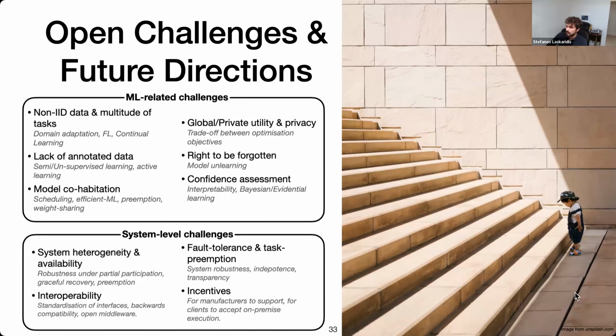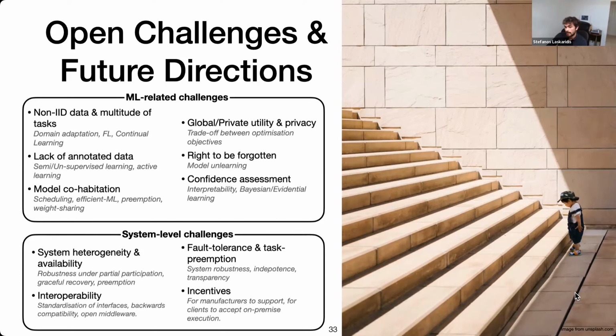Last, we have system level challenges, such as system heterogeneity and availability at the edge. In the consumer world, we don't have highly available servers that run all the time. So we need to guarantee robustness under partial participation and graceful recovery, as well as idempotence of tasks. Moreover, this needs to be done in a transparent way to the user so that they continue to use the system.